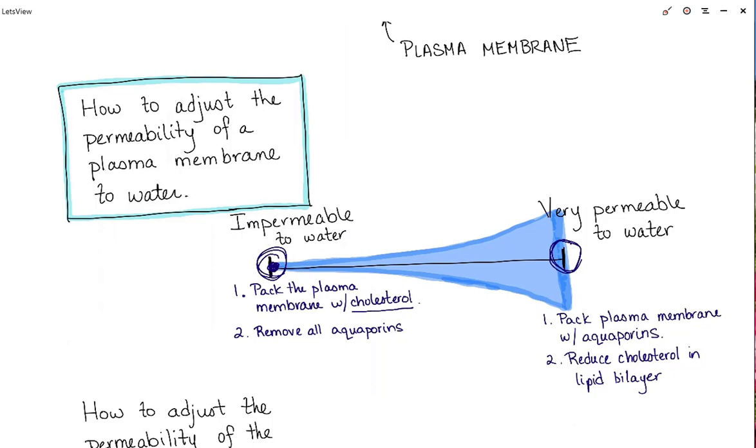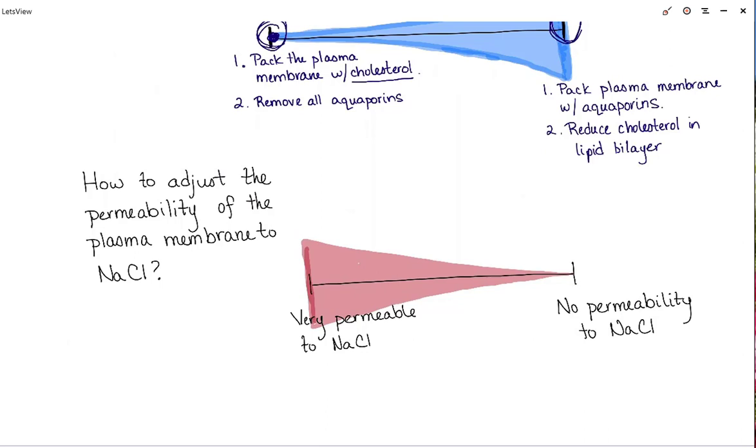Okay, so how do I adjust the permeability of the plasma membrane to sodium chloride? And this is actually a little bit of an easier answer. Because sodium chloride dissociates into positive and negatively charged ions in an aqueous solution, they are repelled by the phospholipid bilayer core. Remember that public enemy number one for our lipids is actually ions. So lipids and ions detest each other, and when the ions try to get close to that lipid bilayer, they are repelled, which is why channel proteins are so important to allow ions to cross.